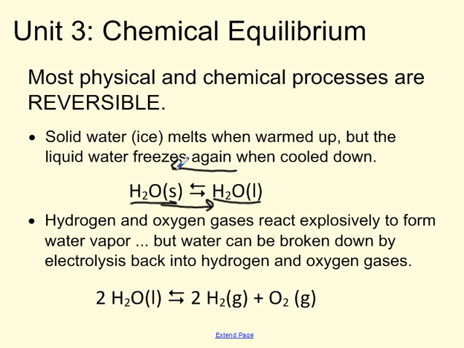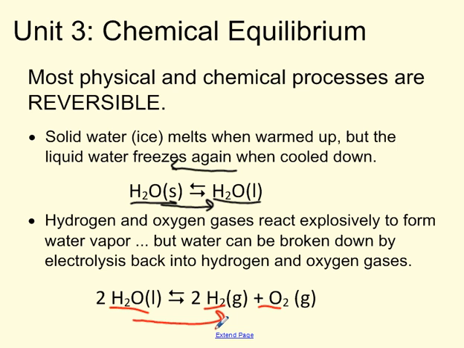Less obvious is that chemical processes are also reversible. In grade 9 science, you might remember doing an experiment on electrolysis of water, where we took liquid water and ran electricity through it, and we collected hydrogen gas and oxygen gas. So we were decomposing water into its elements.